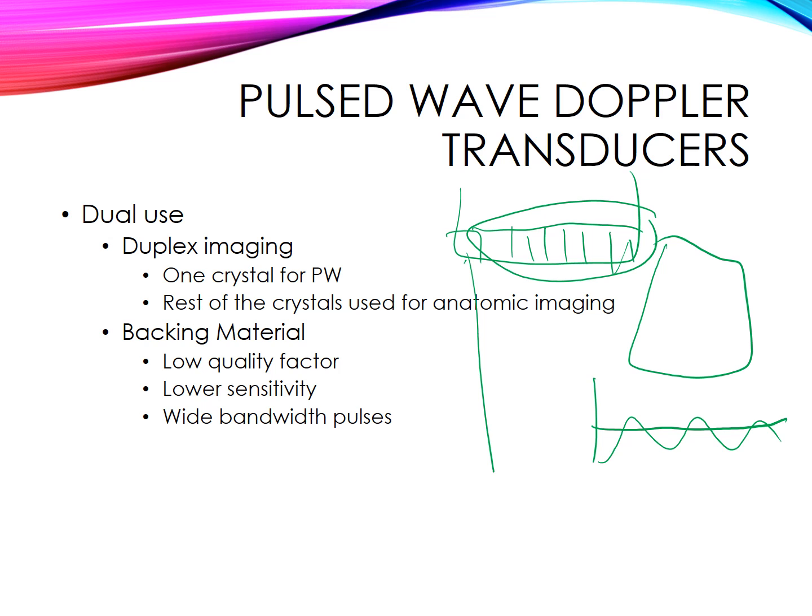With pulse wave Doppler transducers, they are going to have low quality factor, a low sensitivity, and wide bandwidth pulses. These three factors are what result in the aliasing and the decreased sensitivity to higher frequencies.